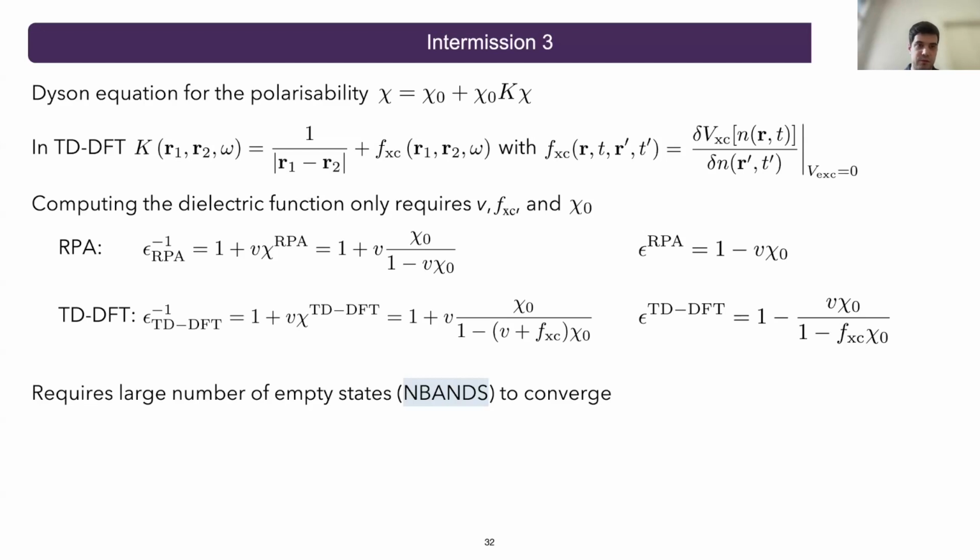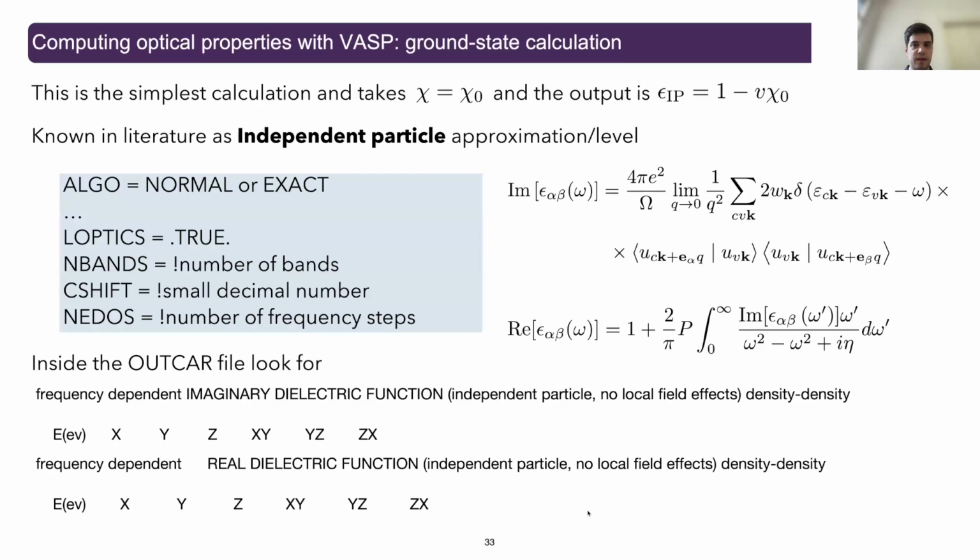Now, I will go on by introducing some of the algorithms with which VASP computes the dielectric function and the input variables that are important in each case. The first one is when performing a ground state calculation. This is the simplest calculation that gives you a dielectric function and takes the independent particle approximation where chi is equal to chi naught. VASP computes firstly the imaginary part, and then the real part is computed by Kramers-Kronig relation. In the INCAR file, you should run a ground state calculation, and you should set LOPTICS equal to true.